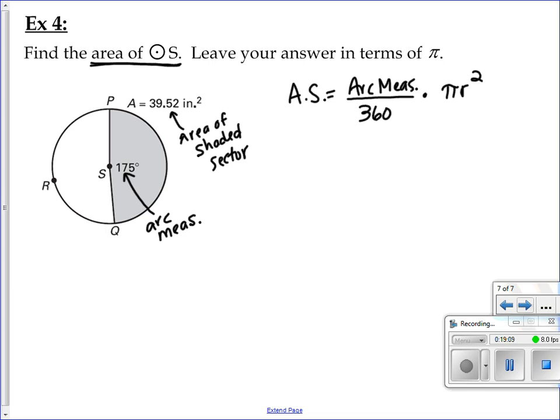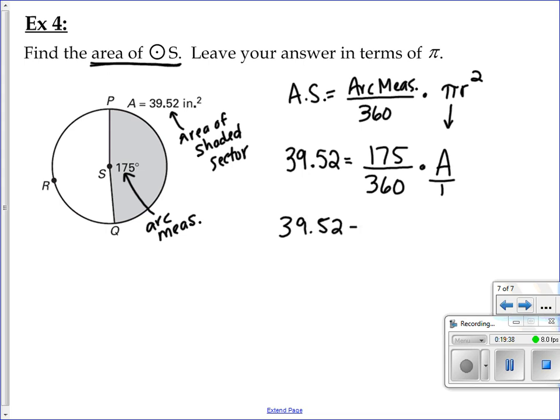All right, so for area of the shaded sector, that is 39.52. The arc measure will be 175. Stick this over 360. And again, I'm just going to replace all this with A. We're looking for the area. Okay, what do we do from here? Put a 1 under A, go straight across. So 39.52 will equal 175A over 360. If I want to solve for A, we're just going to end up cross multiplying by putting a 1 underneath the 39.52.